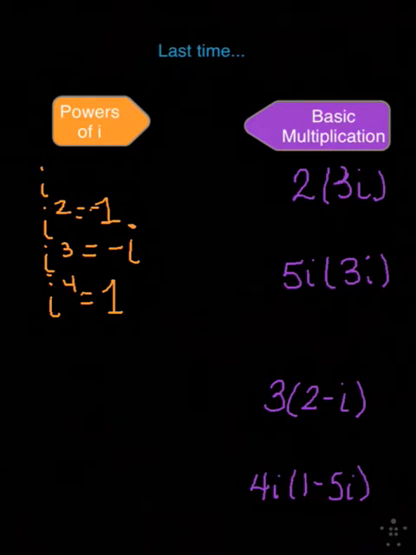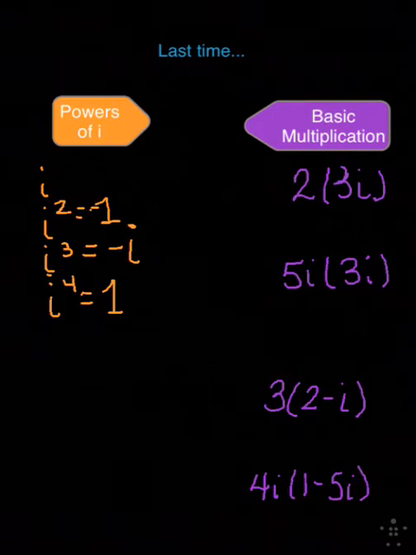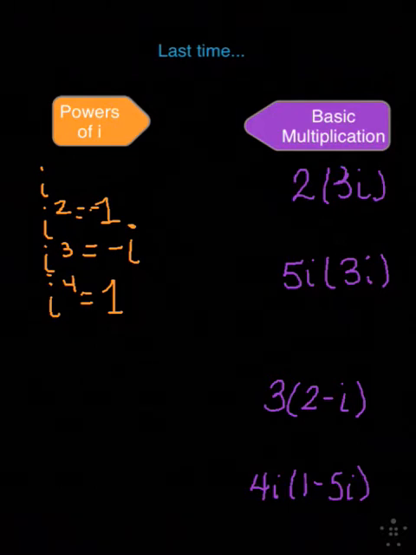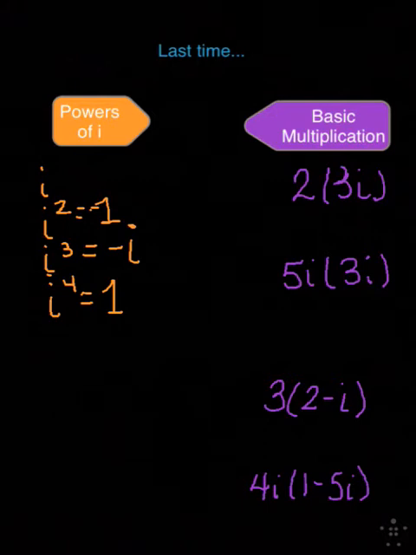All right, so last time we had the powers of i, so we knew i is equal to the square root of negative 1, but remember, we just keep it as i squared equals negative 1, i to the third equals negative i, and i to the fourth is 1. Then we did some basic multiplication last class. Just going to work through a couple of these when we multiply through.